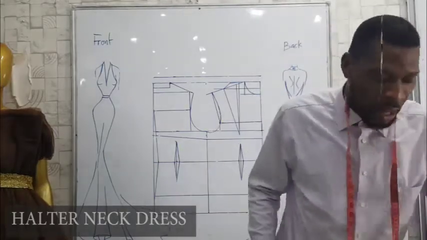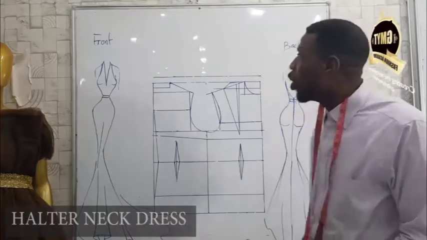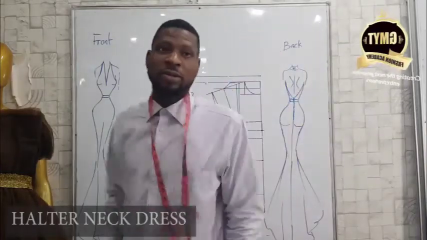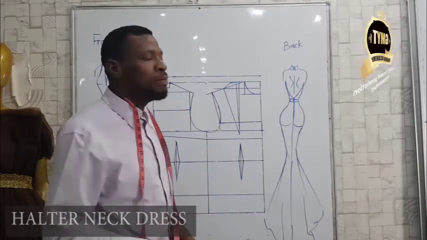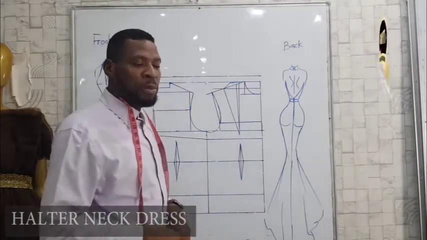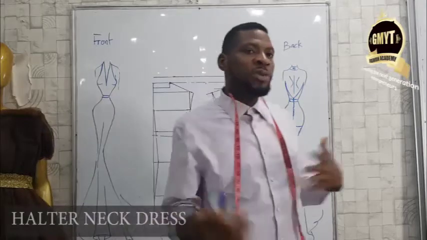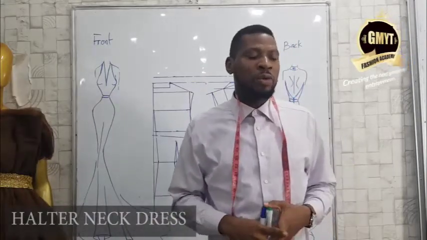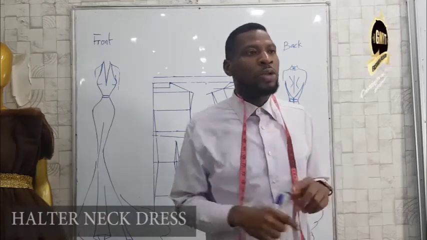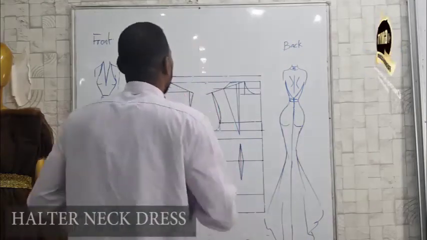So this one we want to look at the halter neck dress. For the halter neck dress, we'll still be working with our main bodice block, and from the main bodice block we'll be interpreting different styles as regards to the halter neck dress. Now, in simple words, what does a halter neck look like?